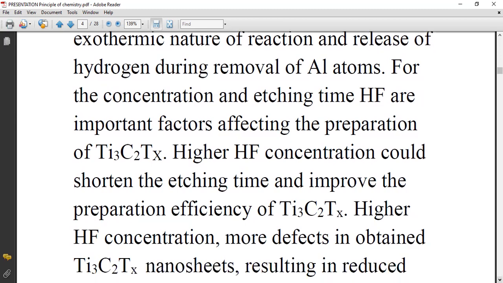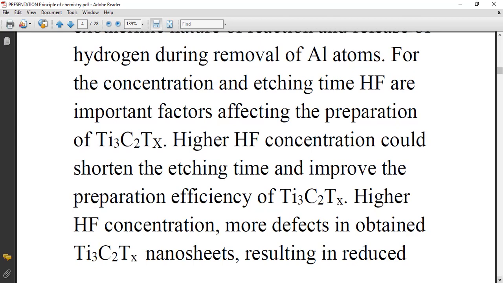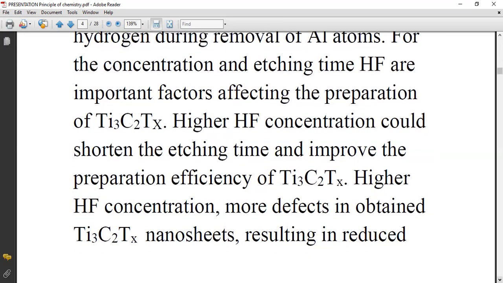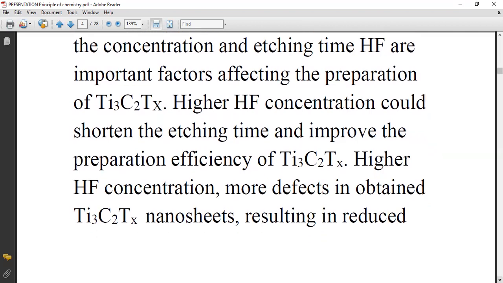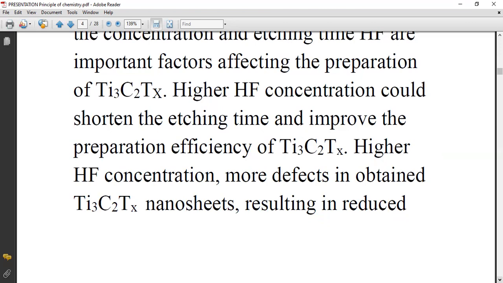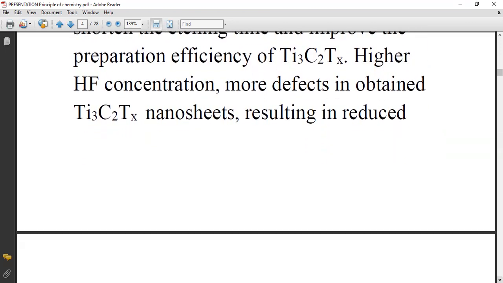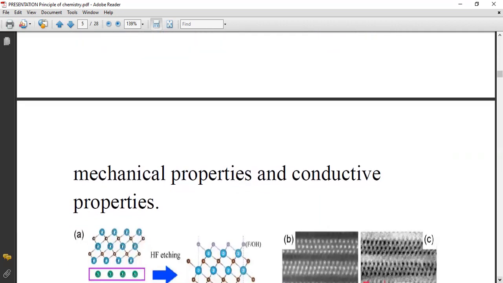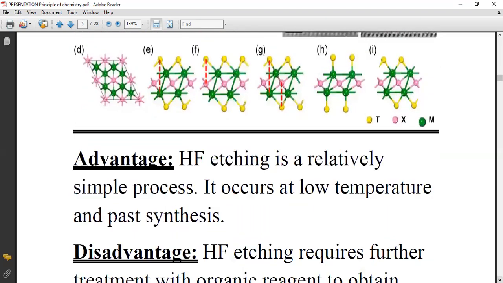aluminum atoms. HF concentration and etching time are the important factors affecting the preparation of MXene. Higher HF concentration could shorten the etching time and improve the preparation efficiency of MXene. But with higher HF concentration, more defects are obtained in the MXene nanosheet, resulting in reduced mechanical and conductive properties.